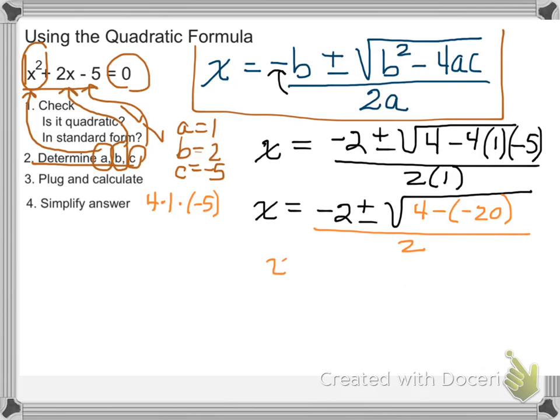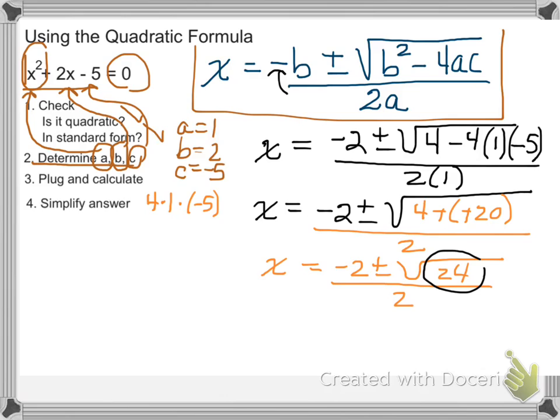And then finally, let's rewrite that. X is equal to -2 plus or minus square root. And now we have 4 plus 20, so 24 all over 2. Our next step involves simplifying our radical. We want to see if we can actually get rid of the radical by taking the root of that 24.